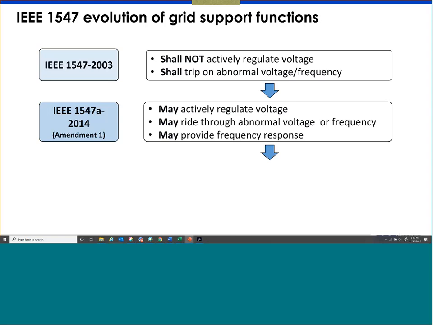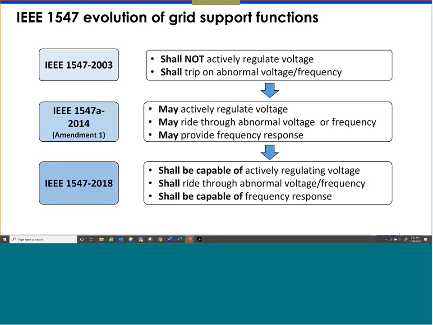So if I quickly go through the timeline, the first version was published in 2003. Again, it was 4 or 5 years of effort. Many of our senior EPRI folks were involved at that time. Like many of you know Tom Key, he was also involved in that one. At that time the mindset was that anything happened, the DER should disconnect. The system will recover, like the utility will bring the system back, and then the DER will come back after 5 minutes. So the whole mindset was shall not actively regulate voltage. It clearly says shall not. Shall trip on any abnormal voltage and frequency conditions. So that was the mindset of 2003.